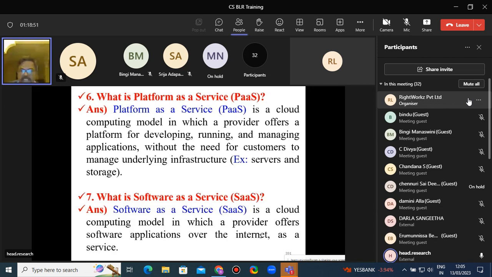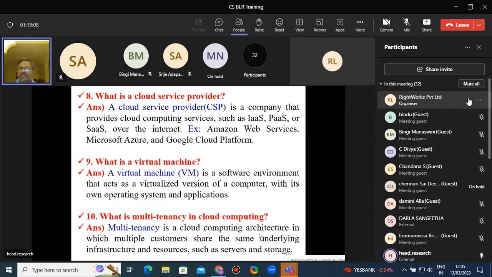What is software as a service? Software as a service is a cloud computing model in which a provider offers software applications over the internet as a service. What is a cloud service provider? A cloud service provider is a company that provides cloud computing services such as infrastructure as a service, platform as a service, and software as a service over the internet. Examples: Amazon Web Services, Microsoft Azure, and Google Cloud.